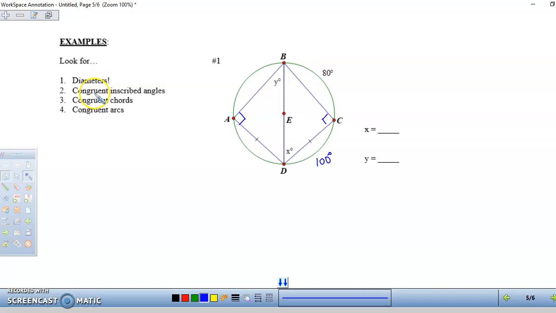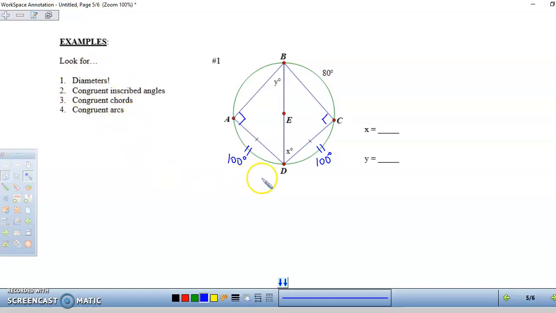It's super helpful. Next, I would look for congruent inscribed angles. So maybe angles that are intercepting congruent arcs or intercepting the same arc. There's nothing obvious on this one for that. Congruent chords. Well, here are congruent chords. AD is congruent, segment AD is congruent to segment CD. So that means that congruent chords intersect with congruent arcs. So I right away know those are congruent arcs. So then I know this is 100. Okay, and then congruent arcs if you have anything like that. But these things are super helpful.